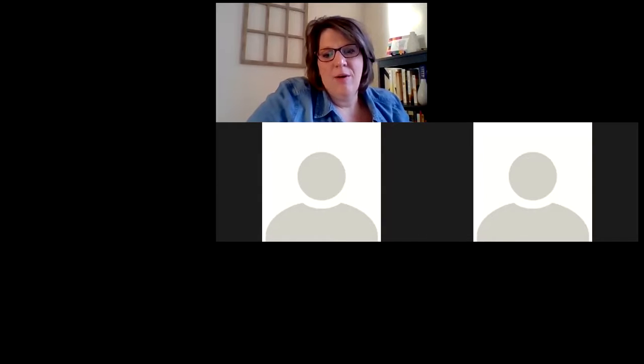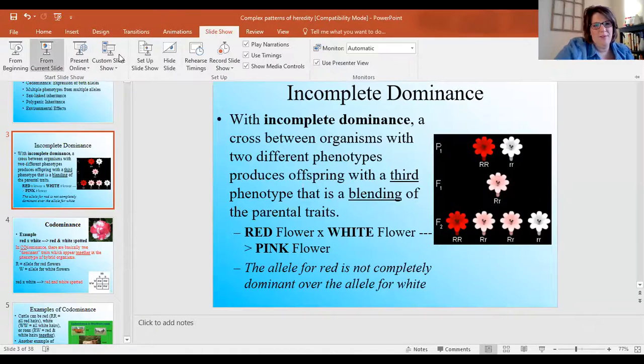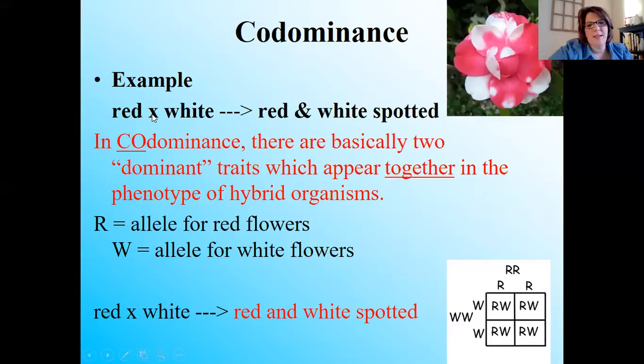Okay, so I'm gonna go back to our PowerPoint and talk about the next type of pattern of inheritance, which is codominance. And just by the word codominance, it kind of is what it sounds like, where both traits are gonna be dominant together. And so we're going to use our red and white flowers again. So in codominance, both traits are equally dominant, so both traits show through.